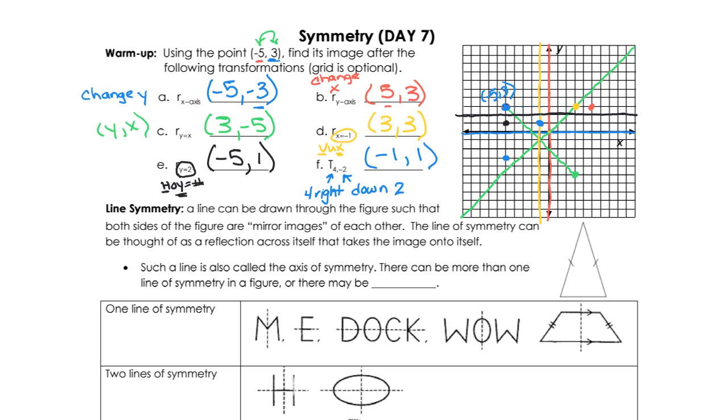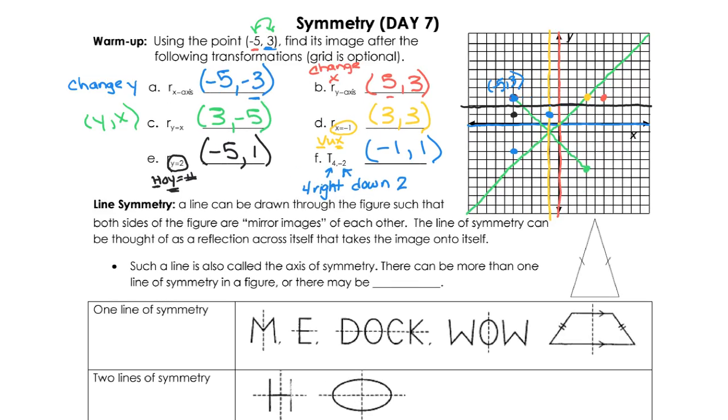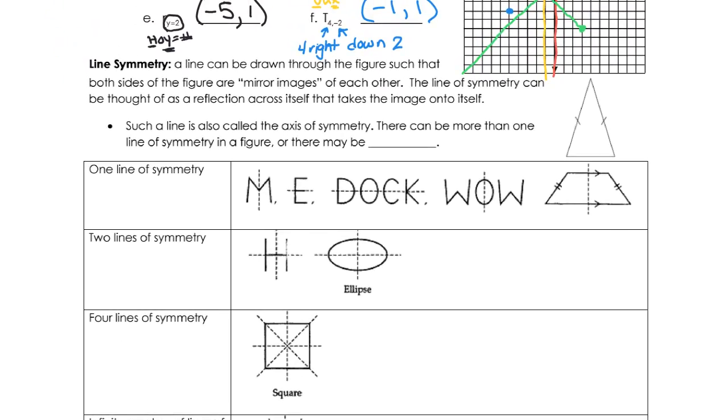Okay, so symmetry. Hopefully you know a little bit of symmetry from back in elementary school or middle school. But a line of symmetry, just like you have a line of symmetry on your body, a vertical line that you can fold your body on, and your left side would match up with the right side of your body. Lines of symmetry can go any which way. They don't have to be vertical. They could be horizontal. They could be diagonal.